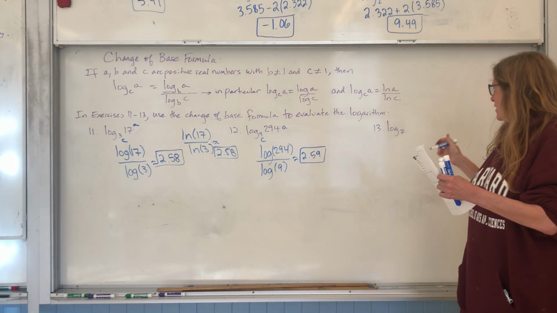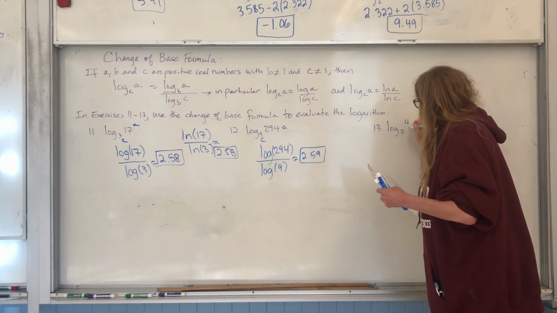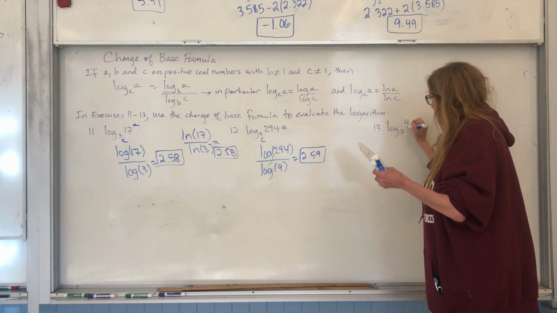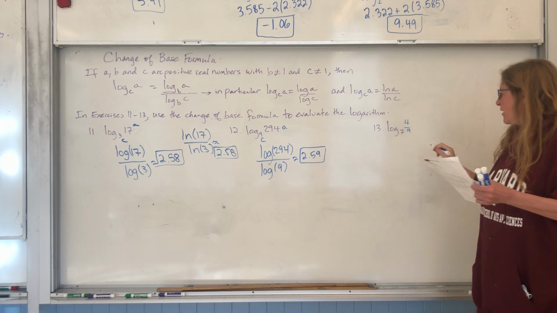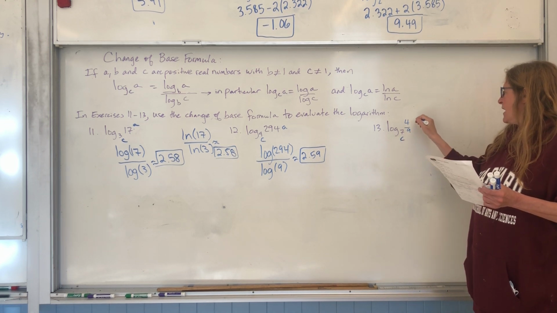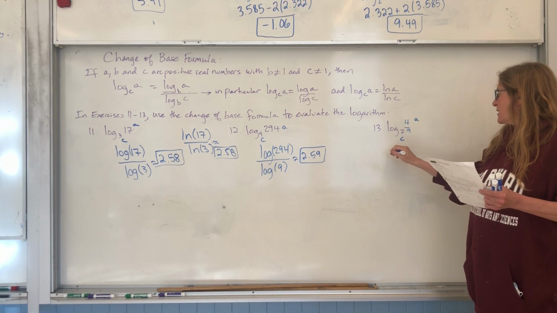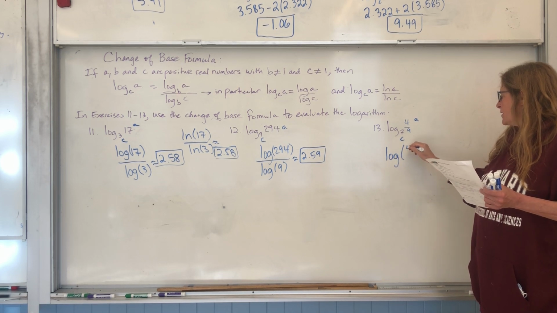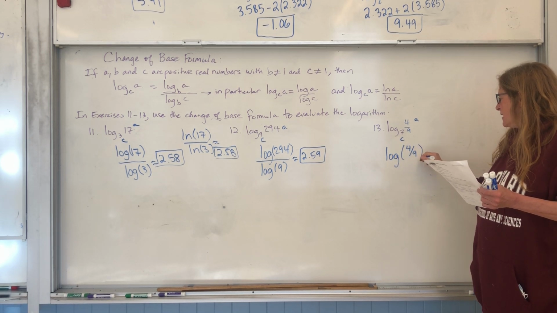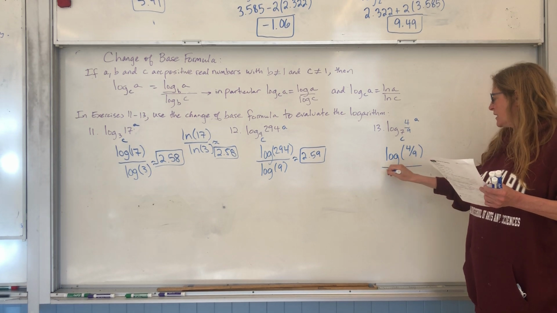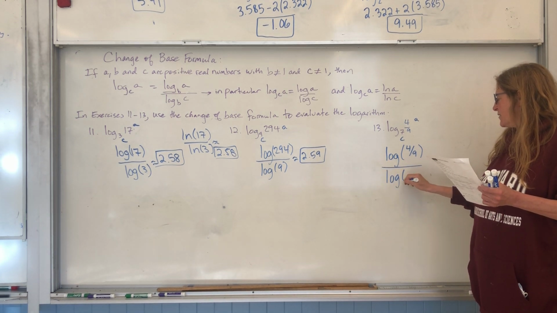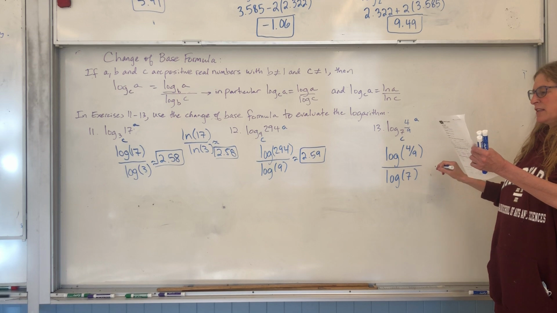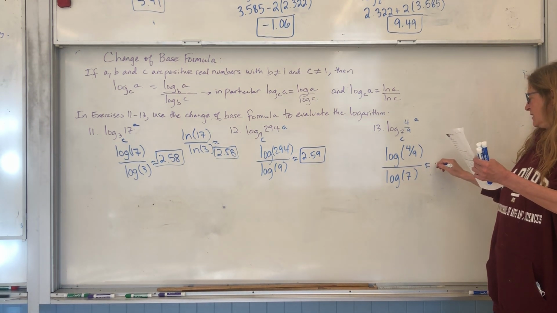And then the last one, oops, sorry, this should say 4/9. Here I've got C and here I've got A. So I can say log 4 divided by 9 in parentheses over log 7. And that is going to give me approximately -0.42.